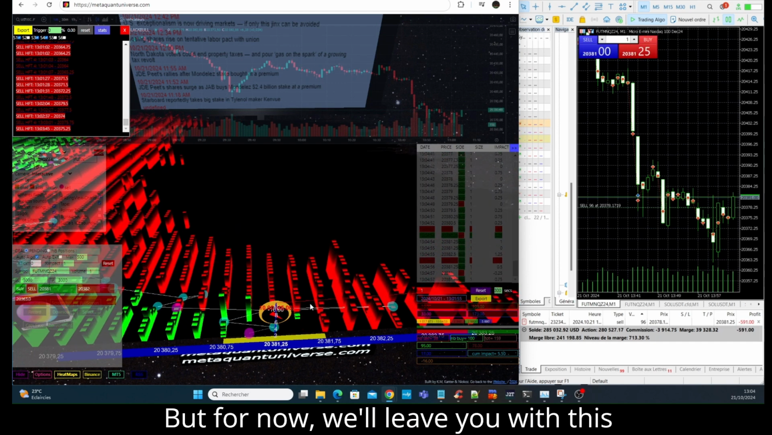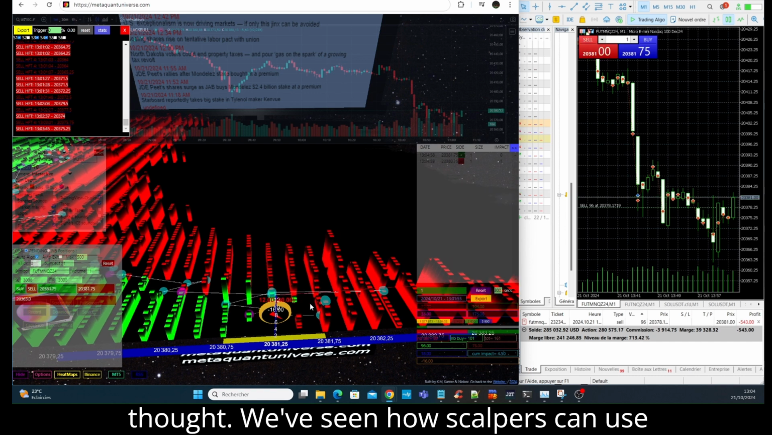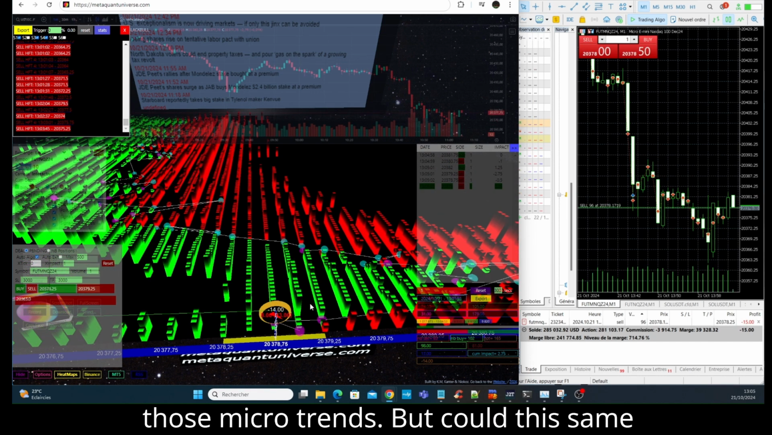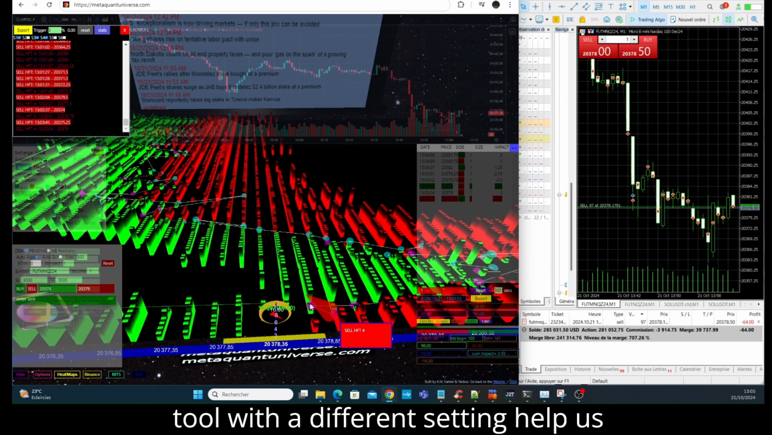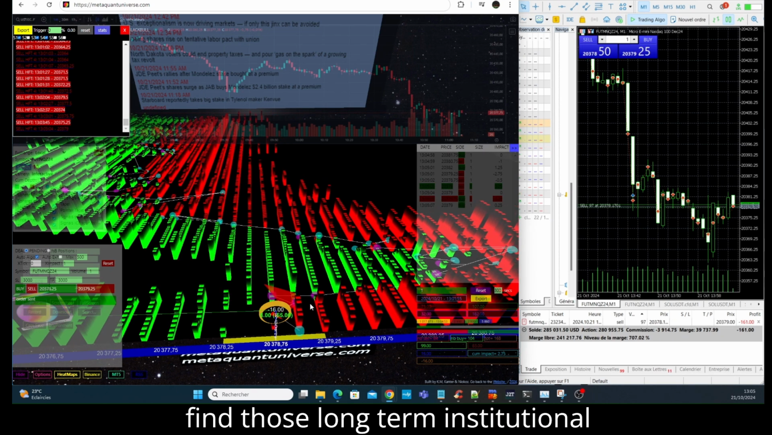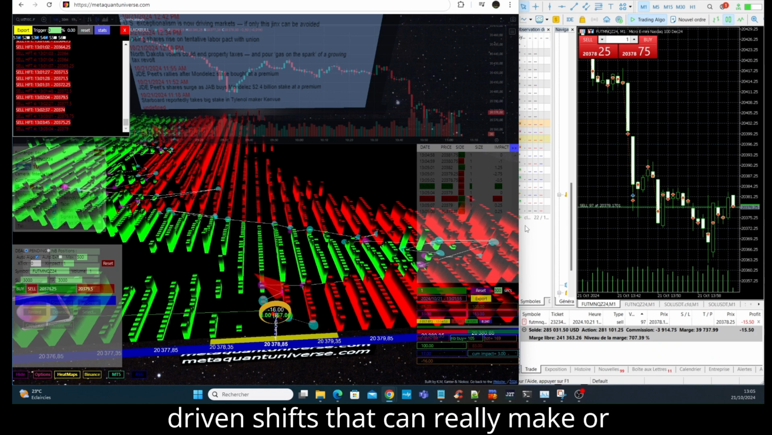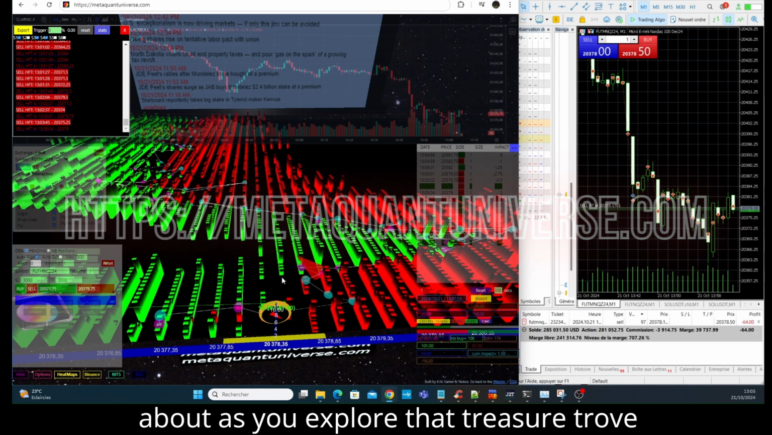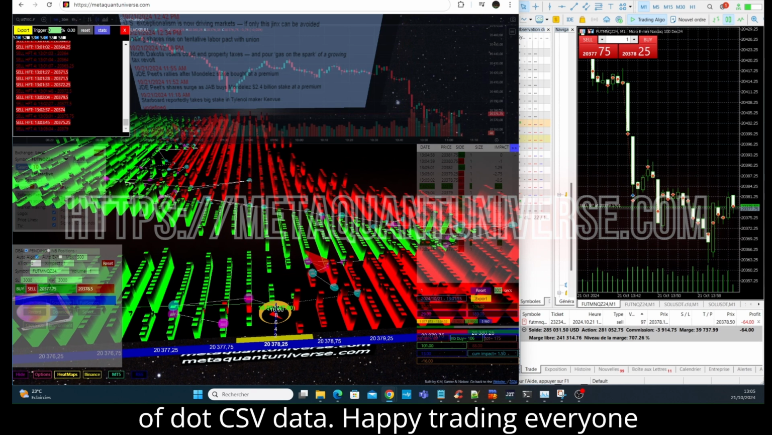But for now, we'll leave you with this thought. We've seen how scalpers can use the reset timer to take advantage of those micro trends, but could this same tool, with a different setting, help us find those long-term, institutional-driven shifts that can really make or break a portfolio? It's something to think about as you explore that treasure trove of .csv data.